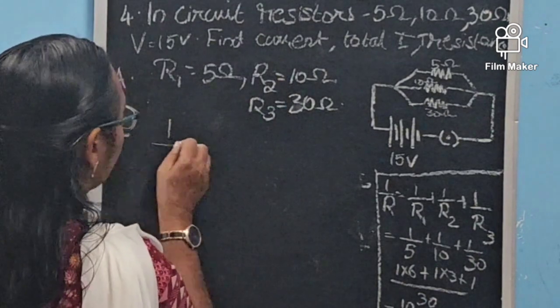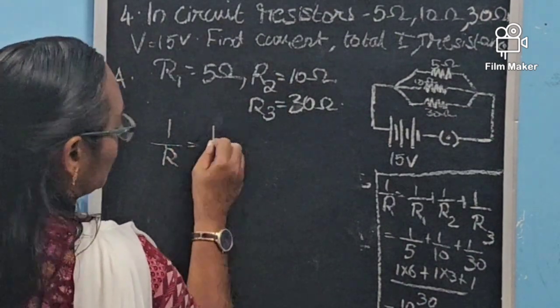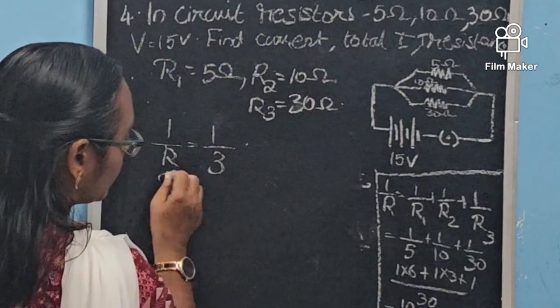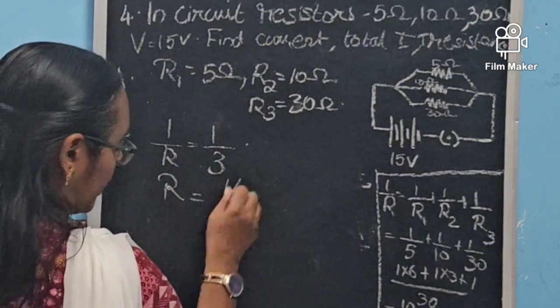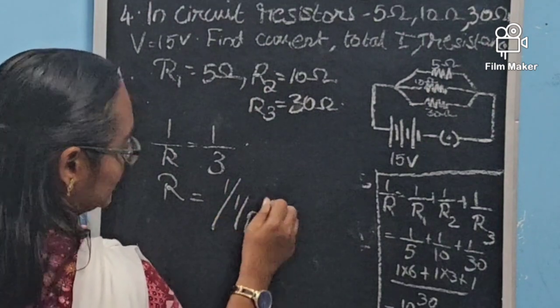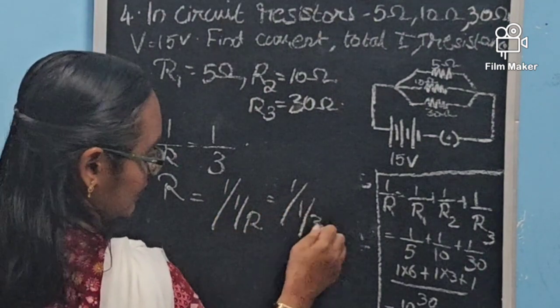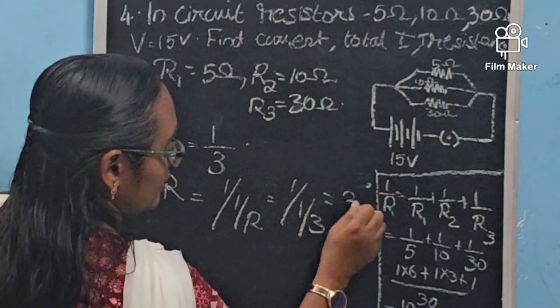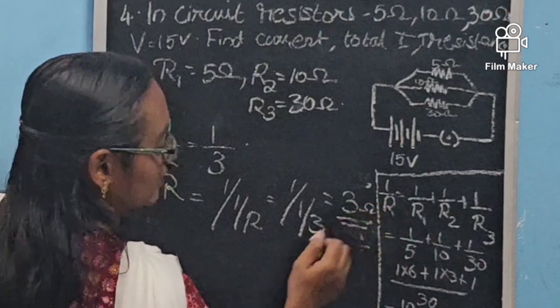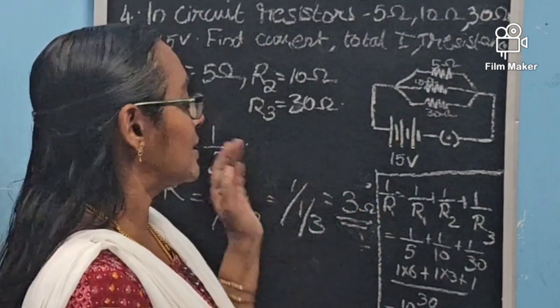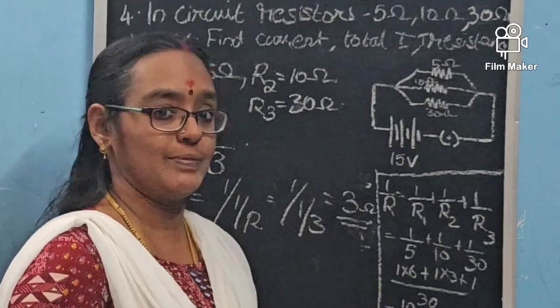That is 1 by R is equal to 1 by 3. So what will be R? R is equal to 1 by (1 by R), that's equal to 1 by 1/3, is equal to 3 ohm. This is the total resistance. This is how we have to solve these kinds of problems.